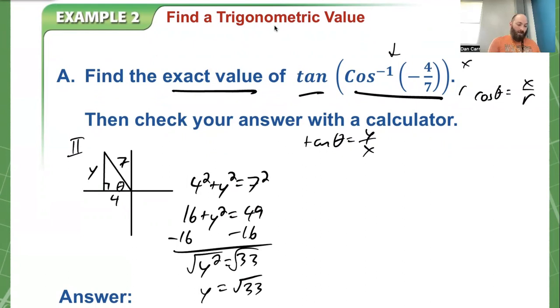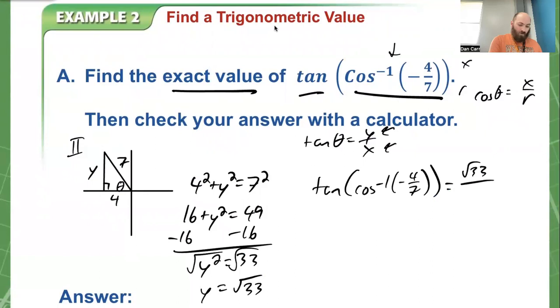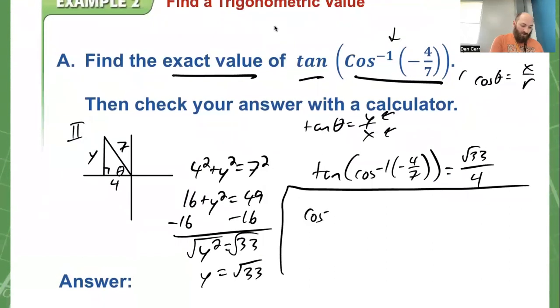Okay, so that means for my tangent of the inverse cosine of -4/7, that's going to come out to the y over the x. So in this case, it's going to be the square root of 33 divided by the x value, which was 4. Okay, so checking your answer with your calculator is just a matter of typing it all in. So I'll start with the inverse cosine of -4/7. Okay, so inverse cosine of -4/7 gets me 124.85 degrees, which you can see is about where that is. It's pretty close to where I drew that, I would say.